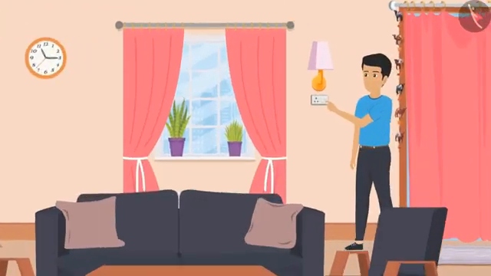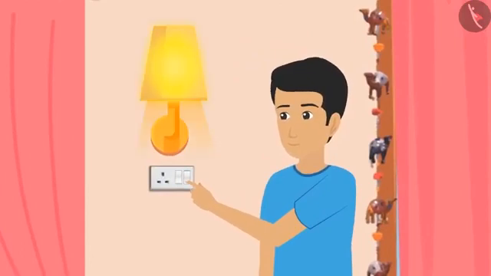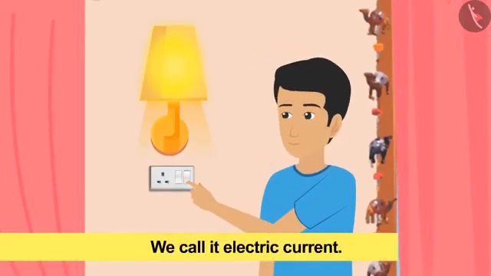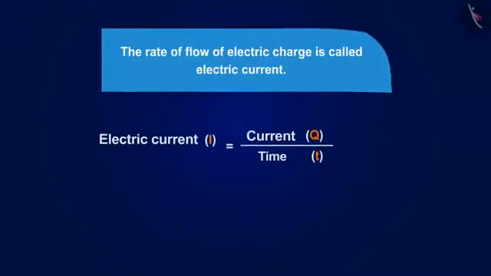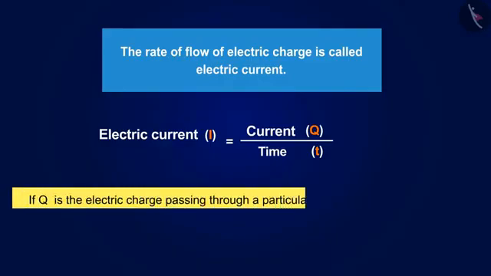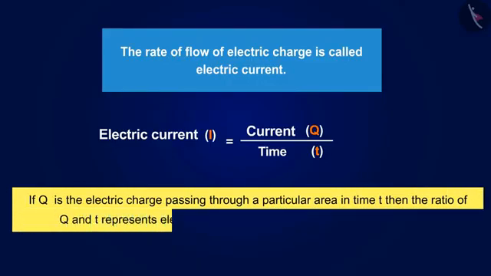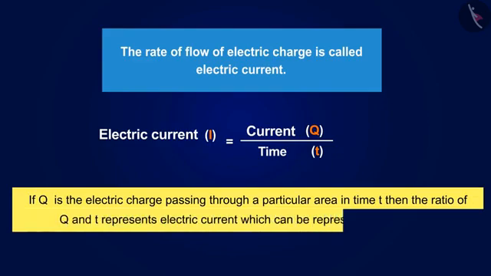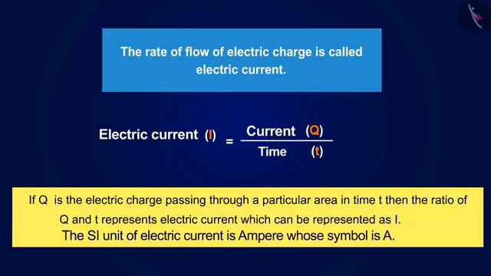If everything that flows has current, what will we call the current that glows the bulb when you put on the switch? We call it electric current. The rate of flow of electric charge is called electric current. If Q is the electric charge passing through a particular area in time t, then the ratio of Q and t represents electric current, which can be represented as I. The SI unit of electric current is ampere, whose symbol is A.